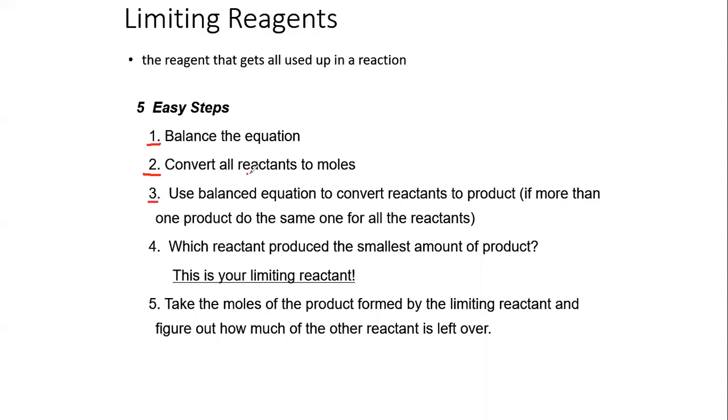Once we convert all the reactants to moles of the product that we want, we see which one produces the smallest amount of product. That's going to be our limiting reactant, and the limiting reactant will tell us how much product is produced. Once you know which reactant is the limiting reactant, we take the moles of product produced by it, and in some cases you can calculate how much of the excess reactant is left over. The amount of product produced by the limiting reactant is called the theoretical yield, and we'll be talking about that throughout this lecture.